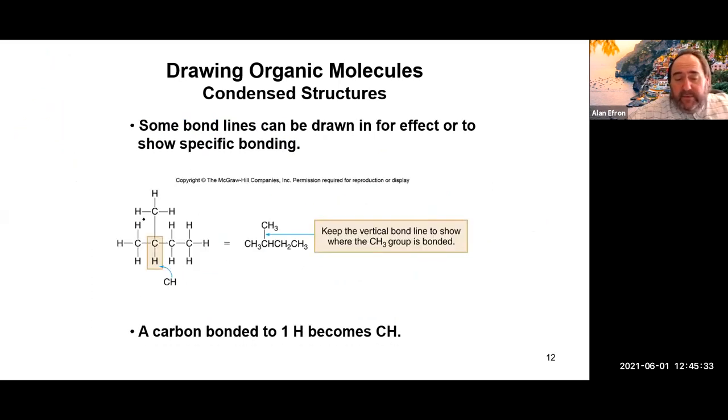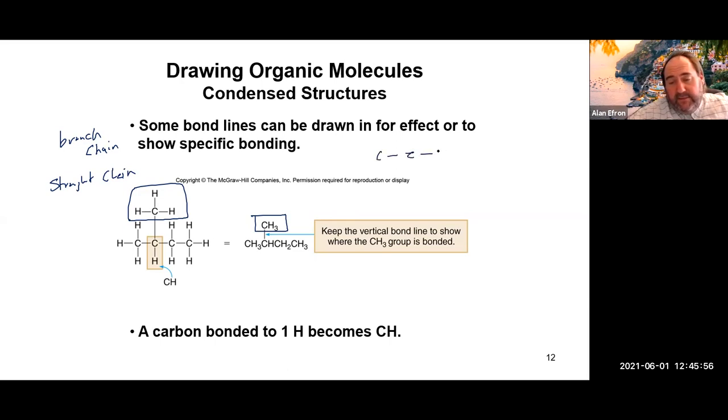Now, sometimes we will emphasize some bonding here. This is what is sometimes referred to as a group that's attached, also what is sometimes referred to as being a branch chain. And what is a branch chain versus a straight chain? Well, a straight chain is pretty much what it sounds like. You just got a straight row of carbons and hydrogens bonded together.